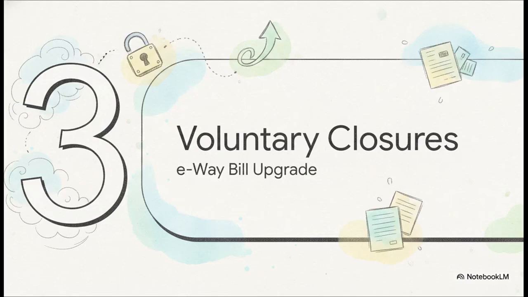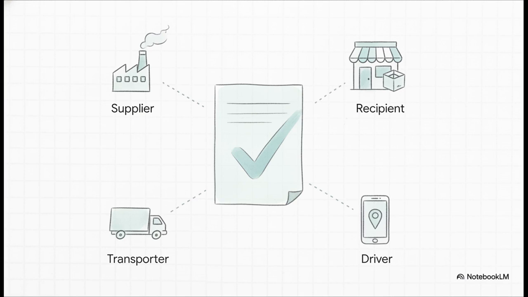All right, Section 3, the e-way bill upgrade, focusing on voluntary closures. Now, this is a really cool upgrade, operationally speaking. This facility lets you officially close an e-way bill in the system the exact moment the delivery of the goods is completed. It basically provides a definitive final system record that the movement of goods is concluded. But who actually has the power to trigger this closure?